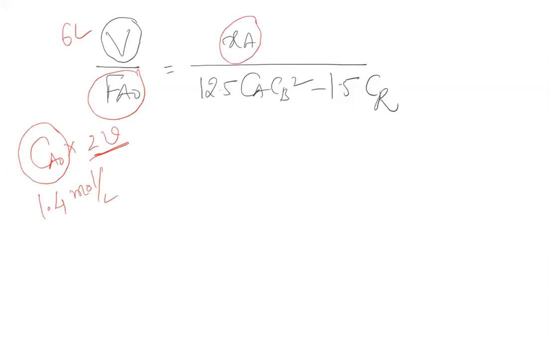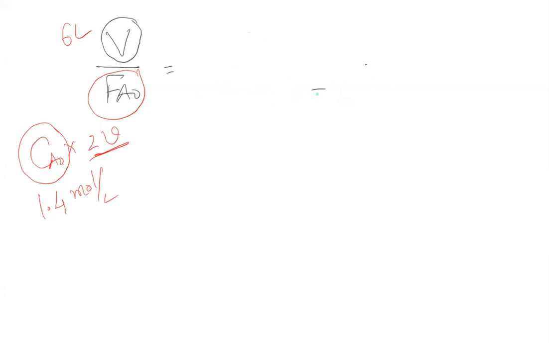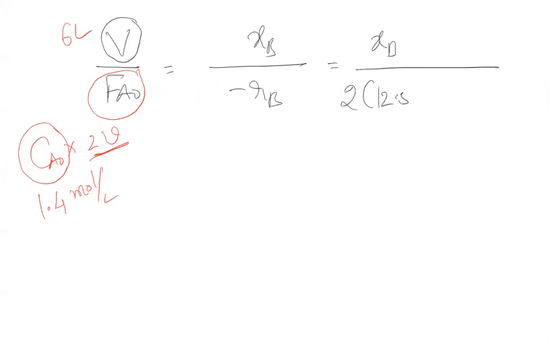What is XA? Here, XA or XB? You have to write the equation with respect to B, because the conversion given is with respect to B. So it is XB divided by minus RB. Minus RA is given. So minus RB is 2 times that, which is 2 into 12.5 CA CB square minus 1.5 into CR. So what is XB?